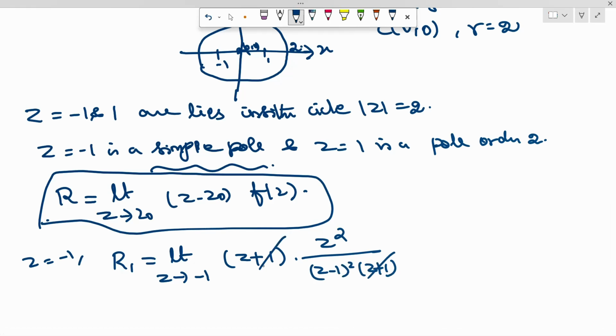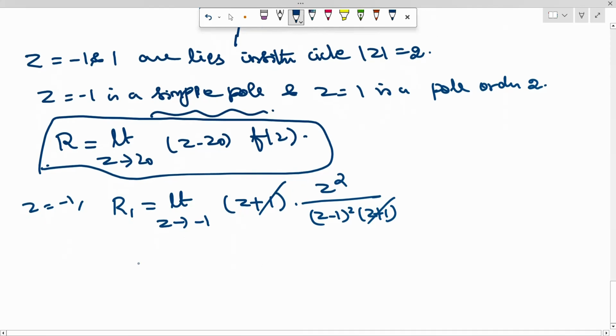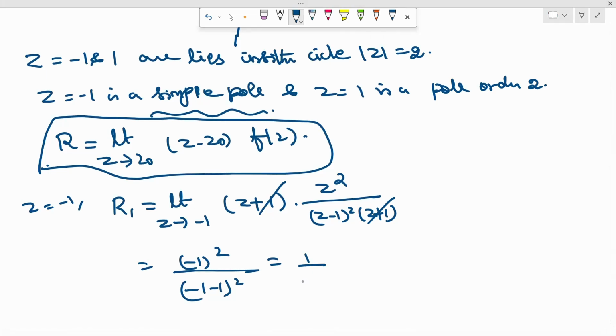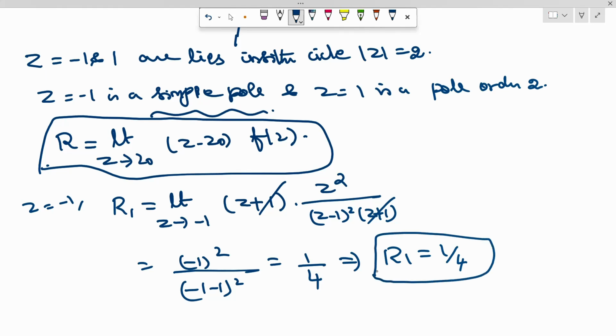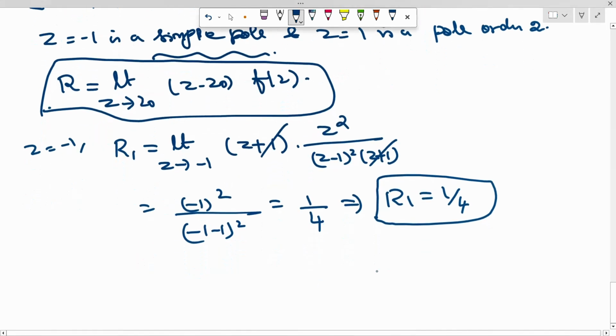Okay, now we can remove these two terms, and then apply z tends to -1, which is (-1) whole squared by (-1 minus 1) whole square, which is equal to 1 by (-2) square, that will be 4. R1 is 1 by 4. In the similar way, we have to find the residue for z is equal to 1.